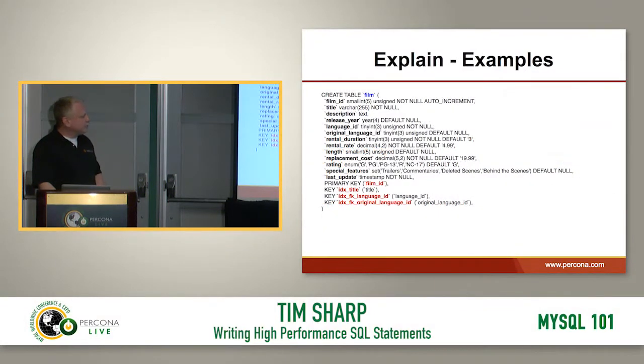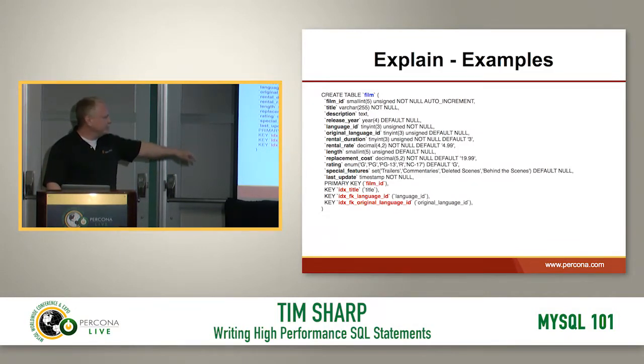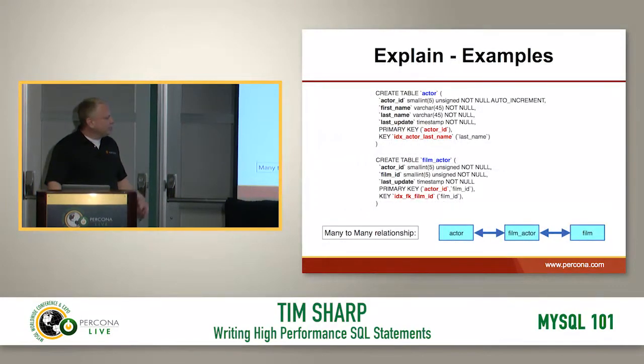So for examples, I'm going to use the Sakila database, and I'm just going to look at 3 tables. The only reason I bring this up is I just wanted to show in red what the indices are. And here are the other 2 tables. So what we're building here is a many-to-many relationship between actors and the film.